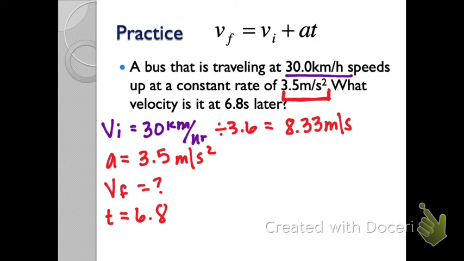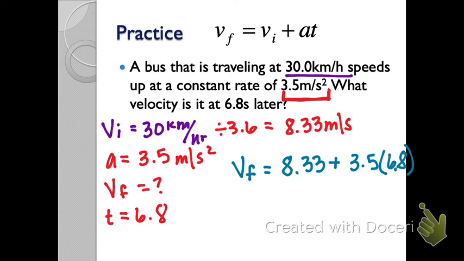All right, so I'm going to say that final velocity is my question mark. So I'm going to just keep it as VF equals VI plus A times T. All right, so I'm going to go 3.5 times 6.8 plus 8.33. And that means my final velocity is 32.13 meters per second.